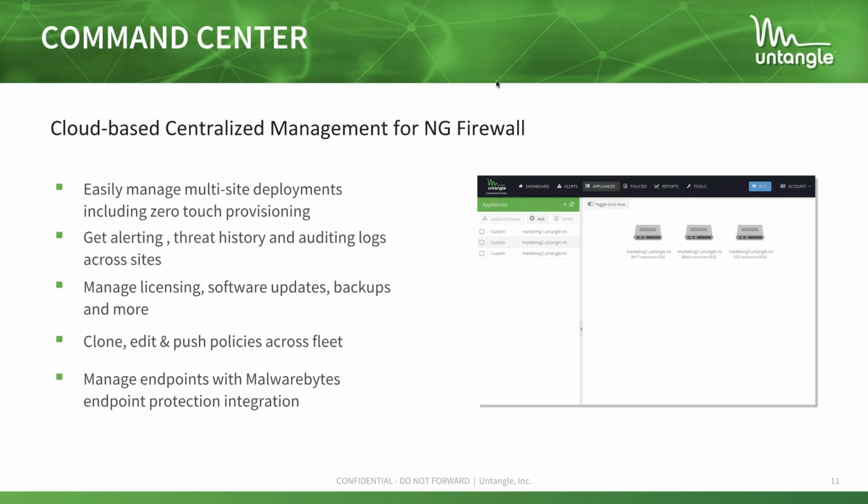The other aspect of our cloud intelligence is Command Center. So this is our centralized management for your NG Firewall deployments. This is going to let you easily manage multiple site deployments with zero-touch provisioning. With this enabled and everything configured, you no longer always have to drive out to a customer's site to install their Untangle. You could actually mail the Untangle box to them and set up zero-touch provisioning so it can pull down its configuration from your Command Center without you really being on site. So you can get alerts, threat histories, audit logs across all sites. Your dashboard in Command Center, which I'll show off here in a second, is an aggregate dashboard. It's a single pane that shows some reports across all of your Untangle deployments that are leveraging Command Center.